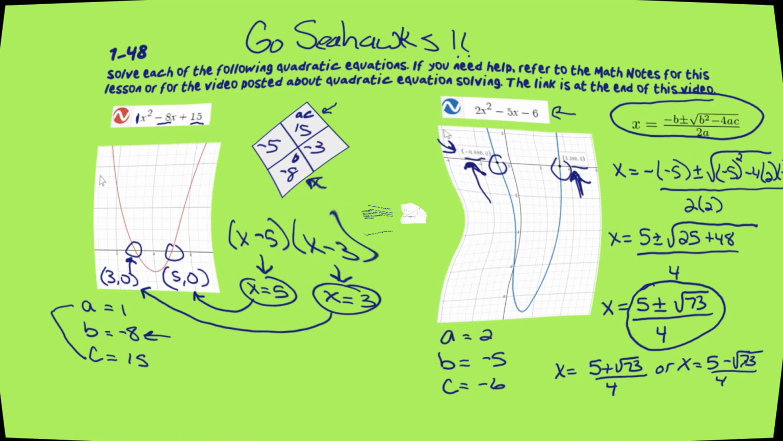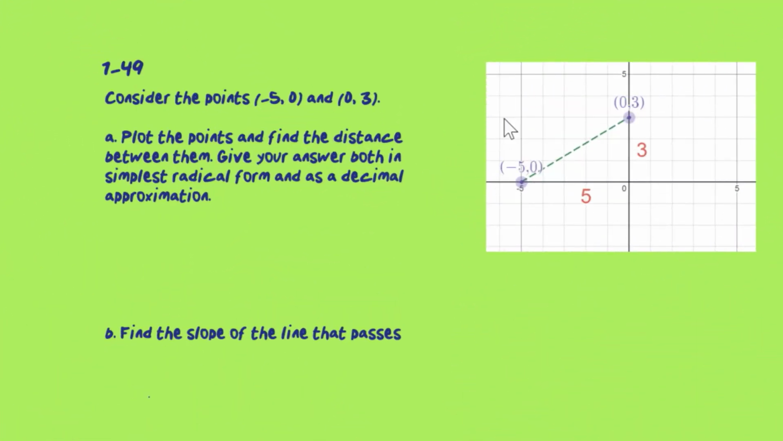So that's 1-48. Okay, so on this particular problem, they actually give you a homework help thing, and that's how I got my little graph here. I moved the points to where they need to be at -5, 0 and at 0, 3. But now the first thing it says, plot the points and find the distance between them. Give your answer both in simplest radical form and as a decimal approximation.